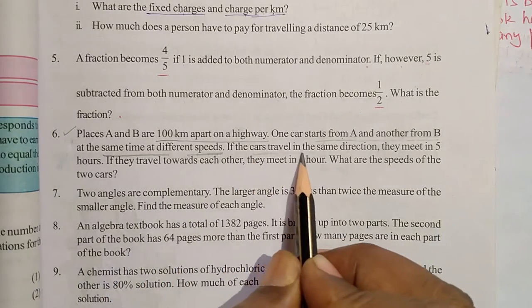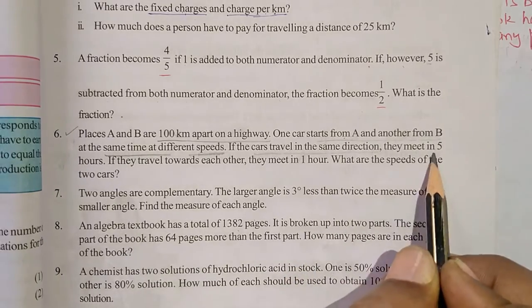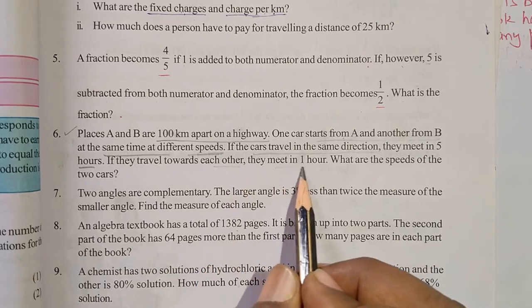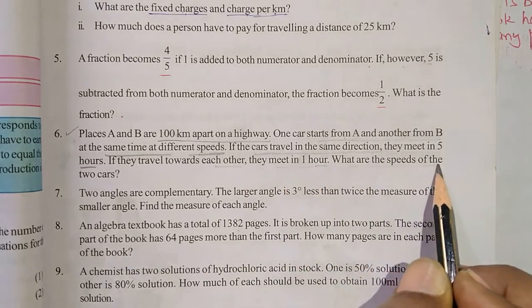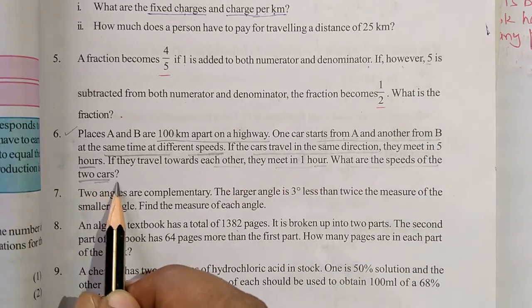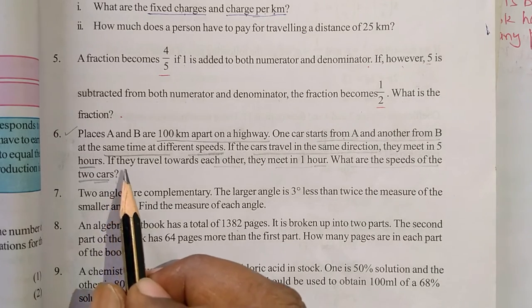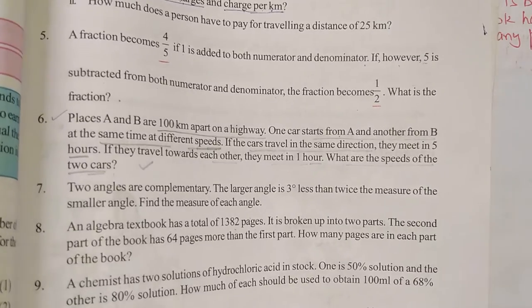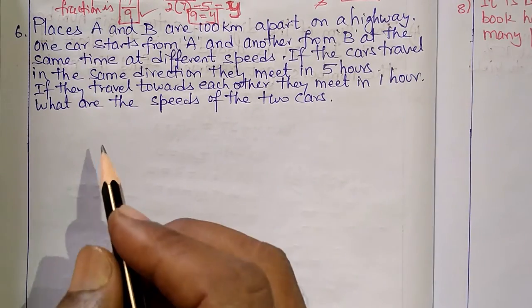If the cars travel in the same direction, they meet in 5 hours. If they travel towards each other, they meet in 1 hour. What are the speeds of the two cars? Here, how to frame two linear equations and solve them, I will explain it here. So, I have written this question here.